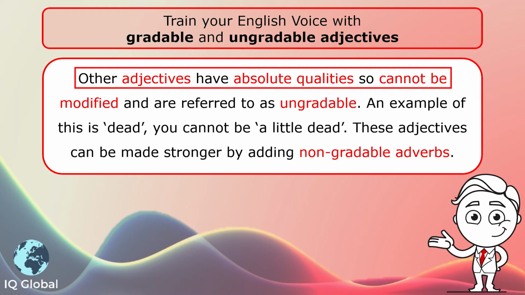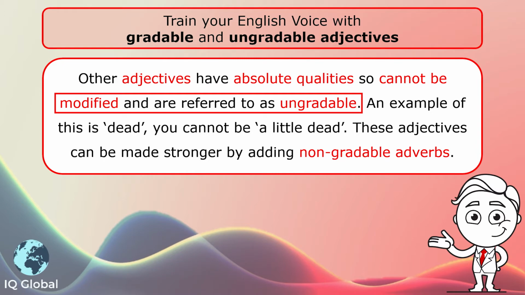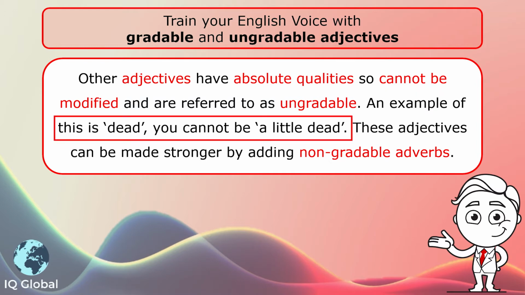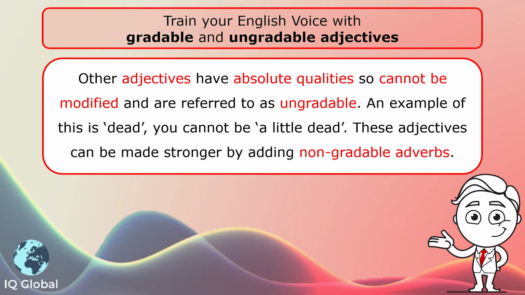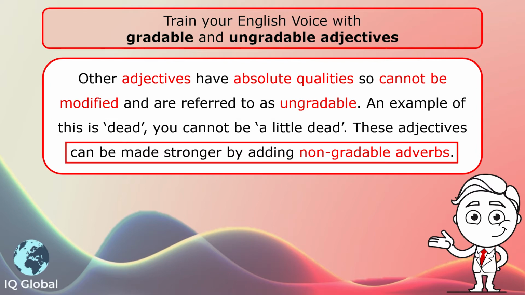Now, other adjectives have absolute qualities and they can't be modified. You can't change them. So we class these as ungradable. An example of this is dead. You cannot be a little dead. You cannot be extremely dead. So these adjectives can be made stronger by adding non-gradable adverbs before them.